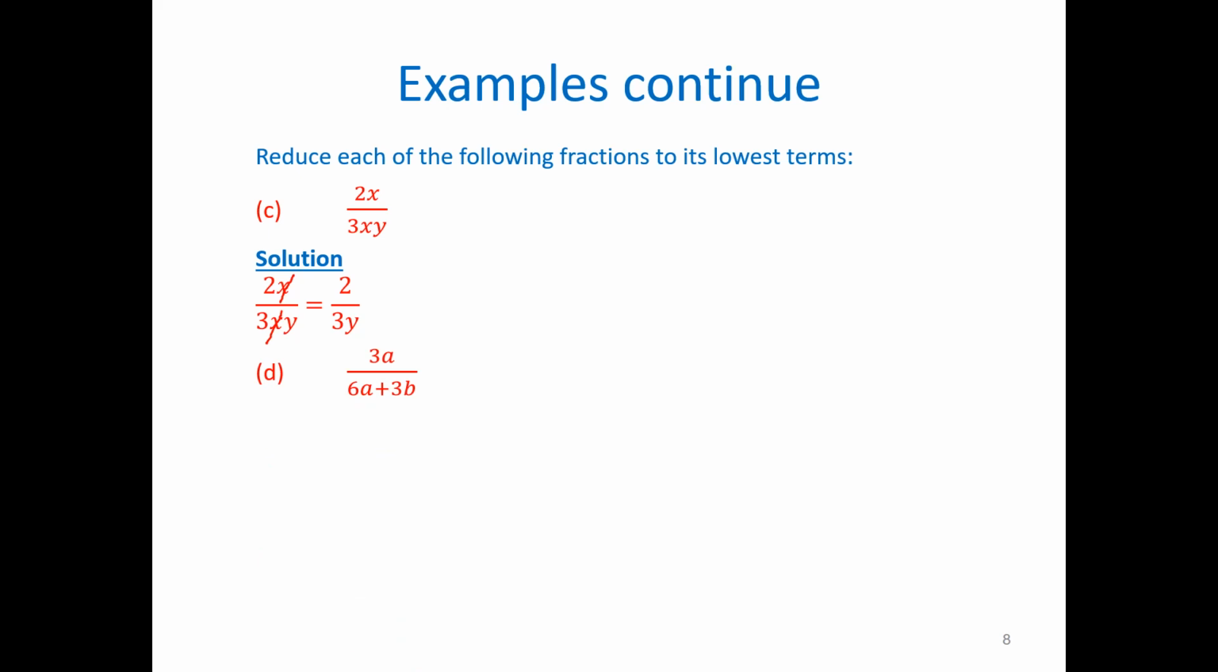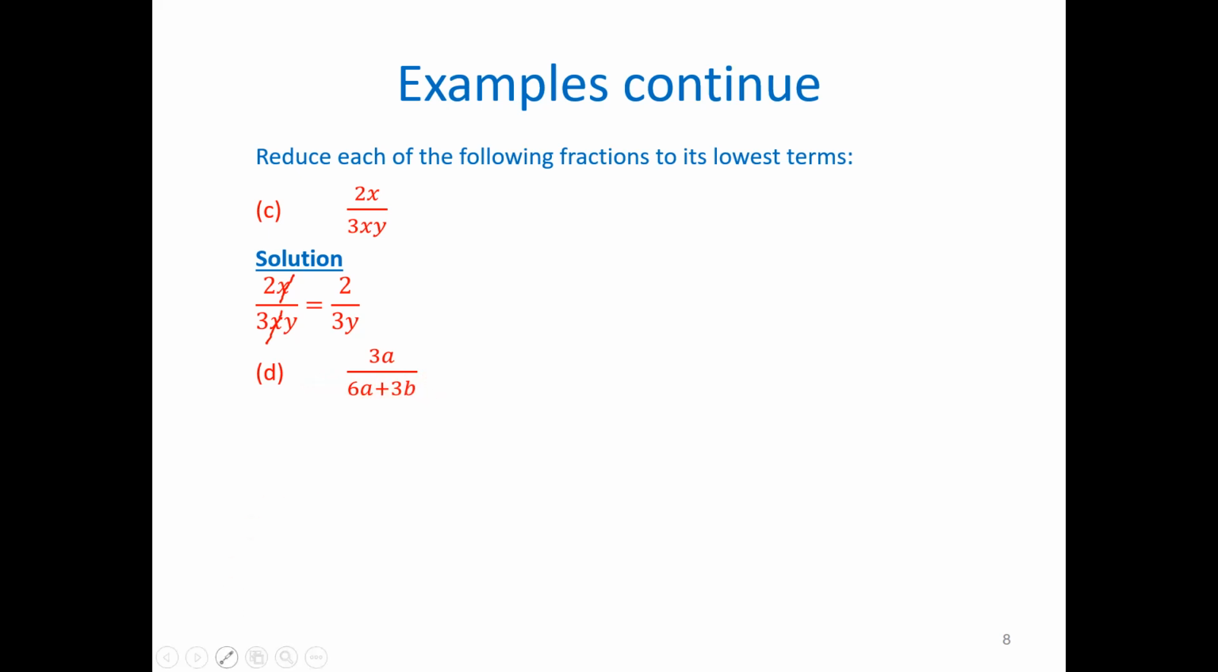Another example, 3a divided by 6a plus 3b. Well, here, what is the common term between the numerator and denominator? Here we have to be very careful, because in the denominator, we don't have one term. We have two terms added together. See here, 6a plus 3b. You cannot cancel this a with this a, or this 3 with this 3. No. If you have two terms in the denominator added together or subtracted from each other, you have to see if there is a common term between them.